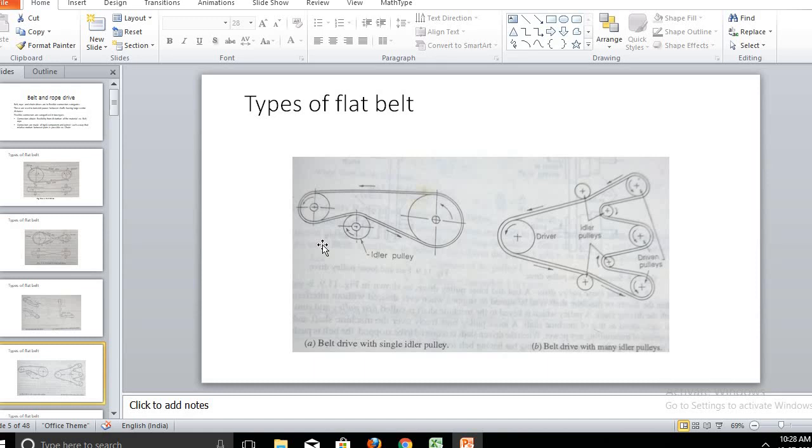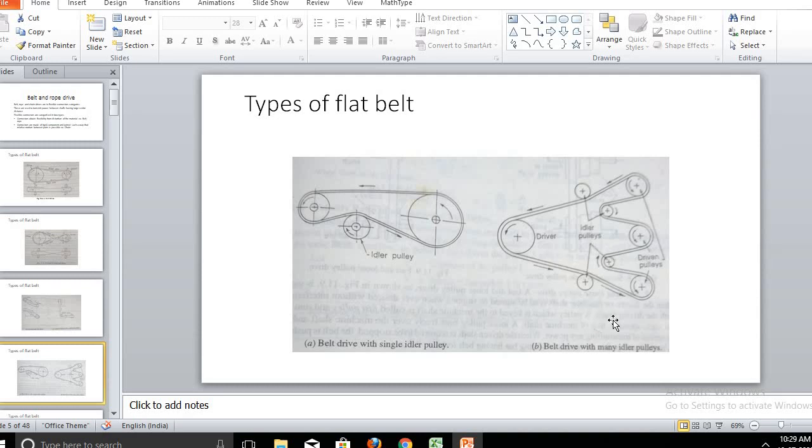And due to application of this idler pulley, we can obtain a high velocity ratio, and the required belt tension we can also increase. So due to this idler pulley, we can achieve that high velocity ratio by increasing the belt tension properly. So this arrangement is called a belt drive with a single idler pulley. Sometimes many idler pulleys we can observe here. Such a multi idler pulley arrangement we can generally observe in automobiles.